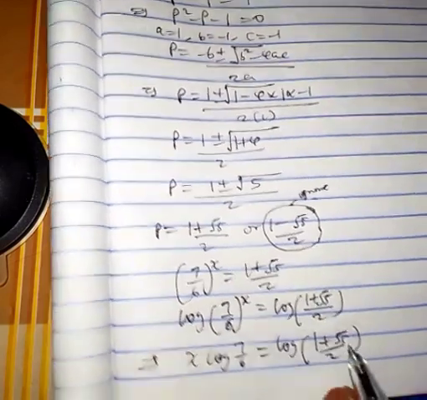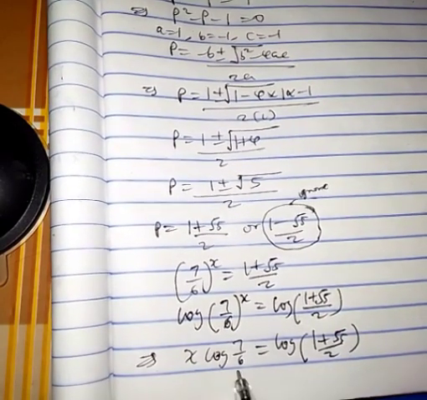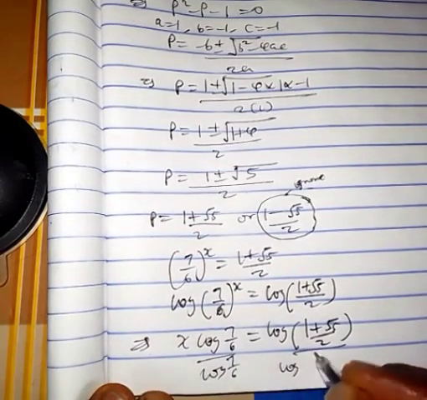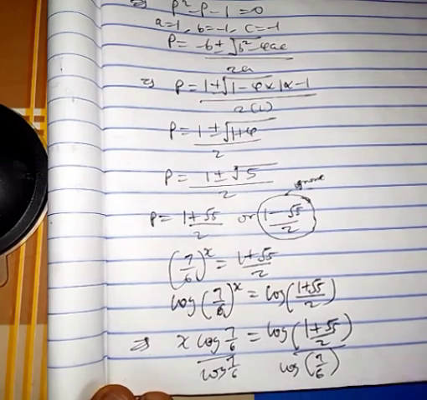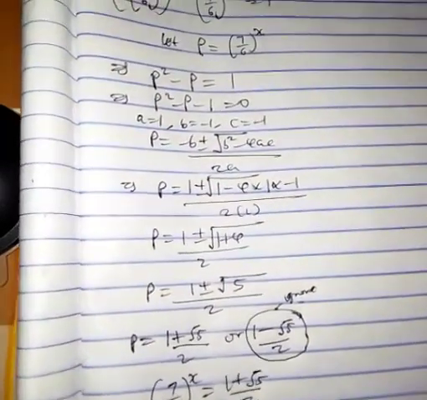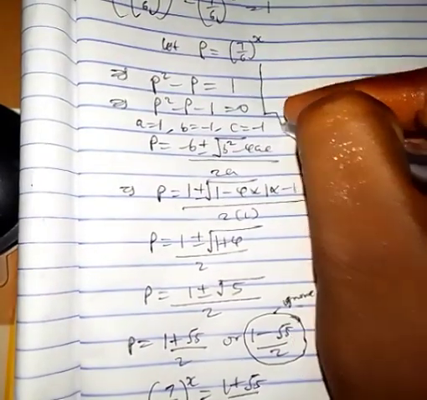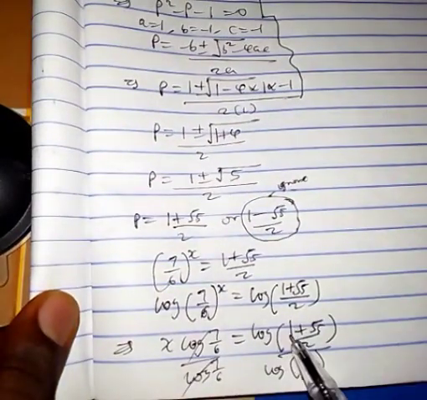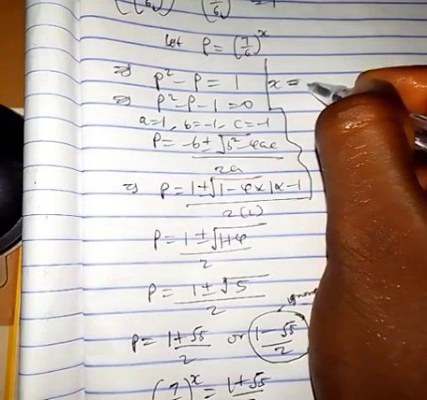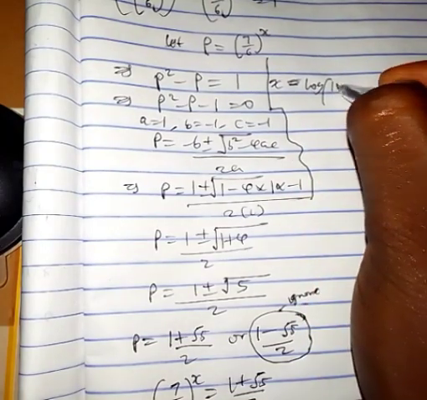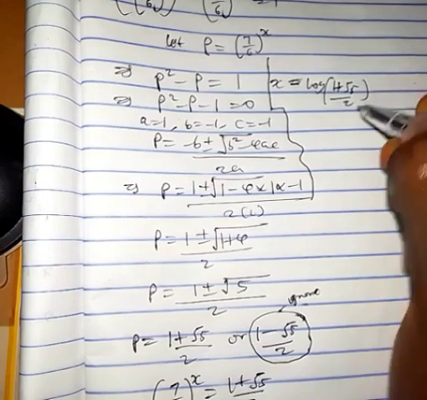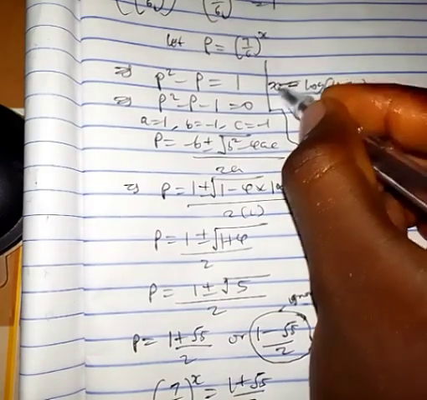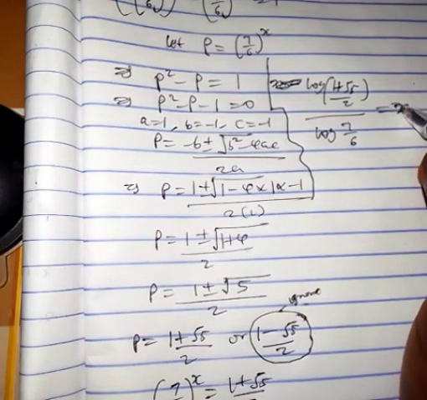Now, when we divide both sides by log 7 over 6, this will eliminate this. Now, let me just write it here. So the value of x is simply the natural logarithm of 1 plus the square root of 5 over 2, over the natural logarithm of 7 over 6. So that's the value for x. So the value for x is simply this.